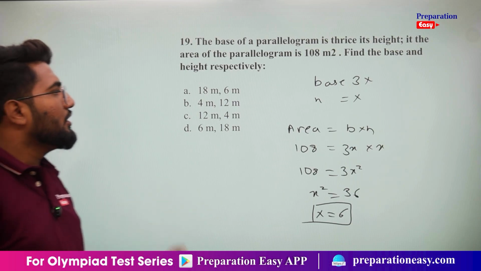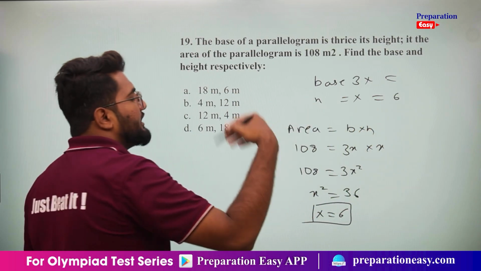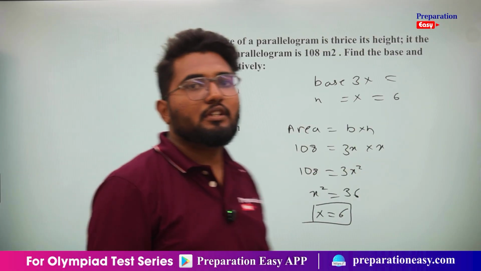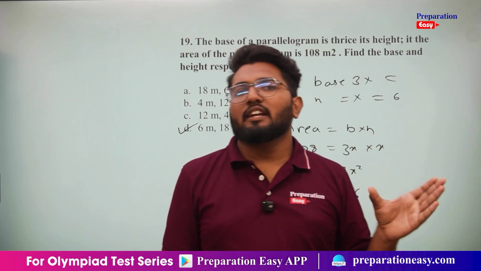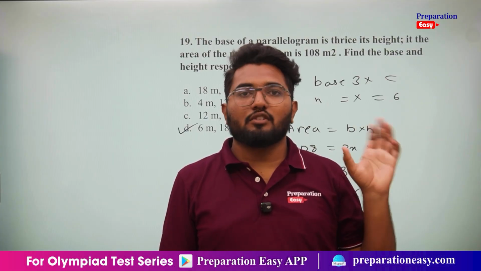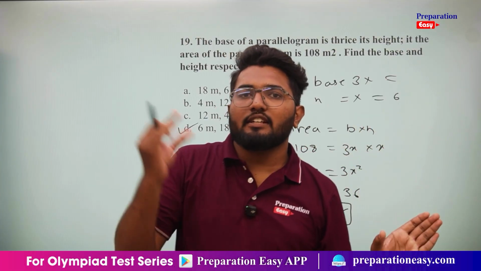Okay, so what is the height then? Height will be 6 and base will be 3x, that is 3 into 6. It will become 18. So correct answer will be option D. Formula for parallelogram area is height into base. We had considered height as x. Base is given thrice of height, that is 3x.